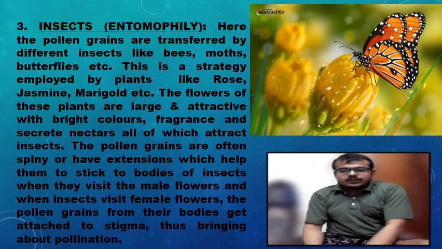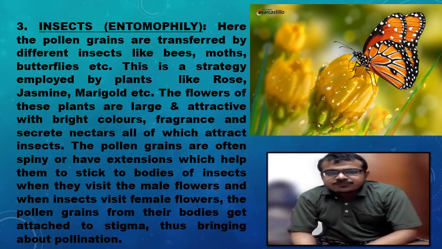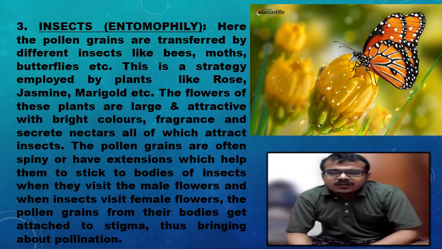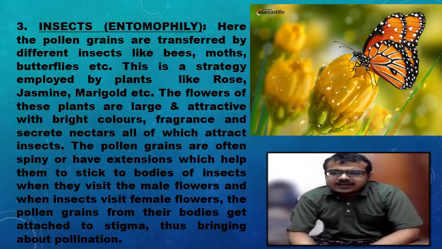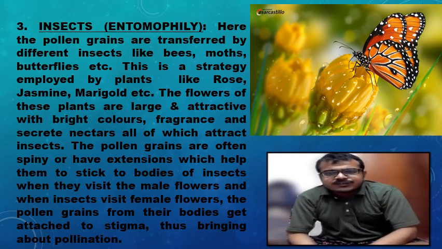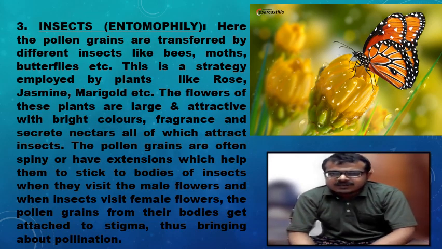Now here comes pollination by insects or entomophily. So here the pollen grains are transferred by different insects like bees, moths, butterflies, etc. And it is employed by certain plants like rose, jasmine, marigold, etc. The main feature of the flowers of these plants is that these flowers are large and attractive. They have very bright colors, and they also emit fragrance and secrete nectar. All these things like color, fragrance, nectar, etc., attract insects towards these flowers, and the insects land on the flowers.